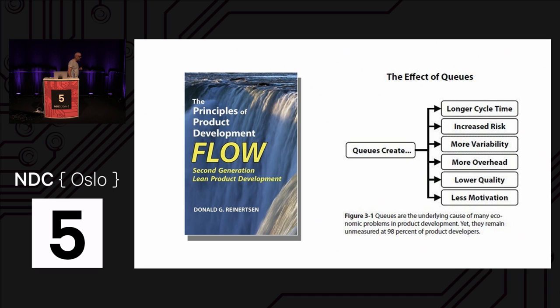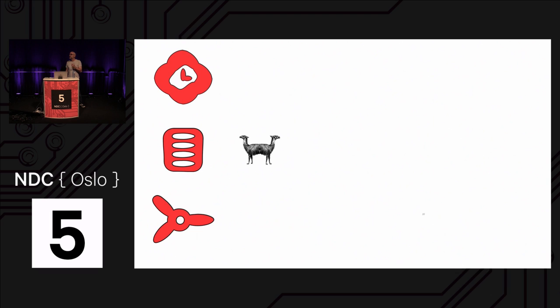So lean people have identified a number of types of waste in systems. Queues are kind of one of them. There is another fairly pernicious set of activities that reduce our ability to improve flow.